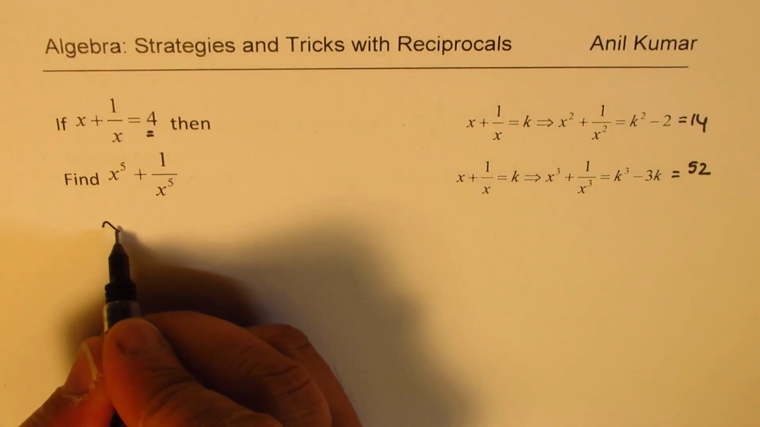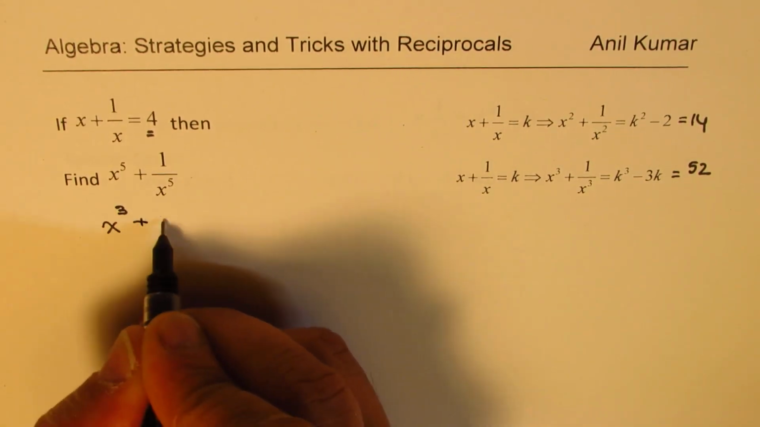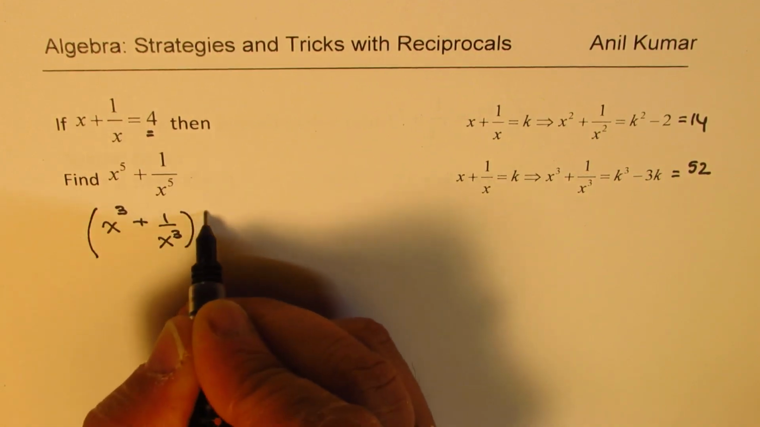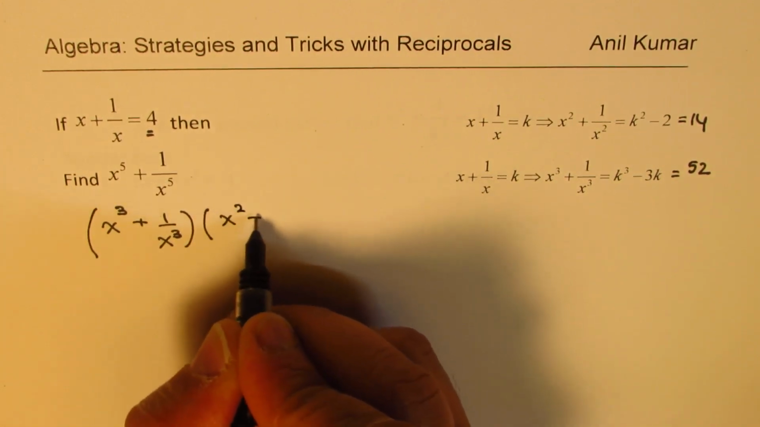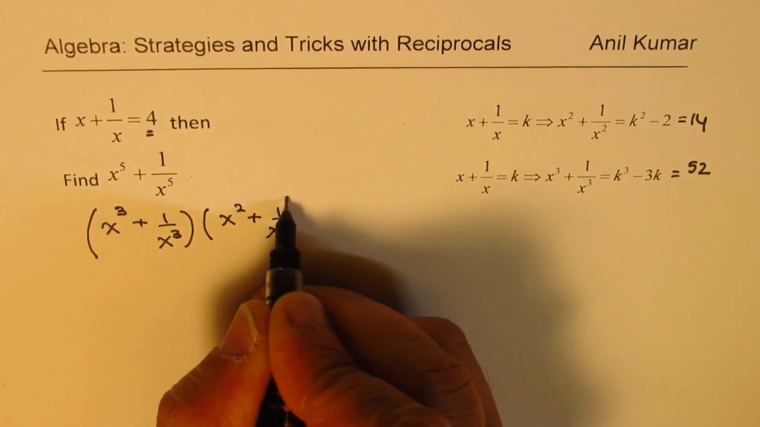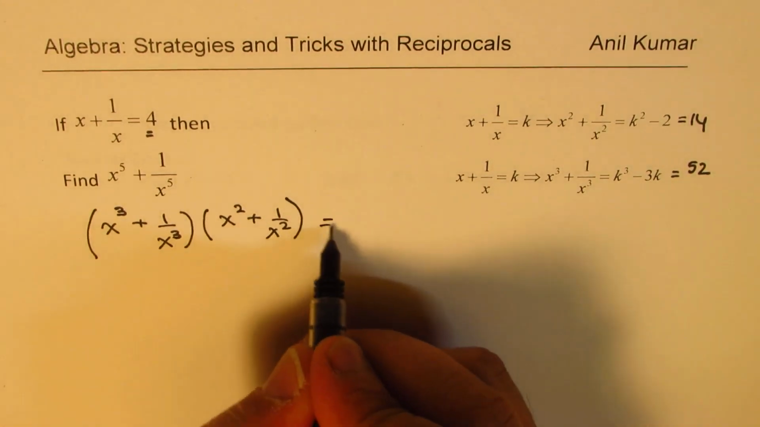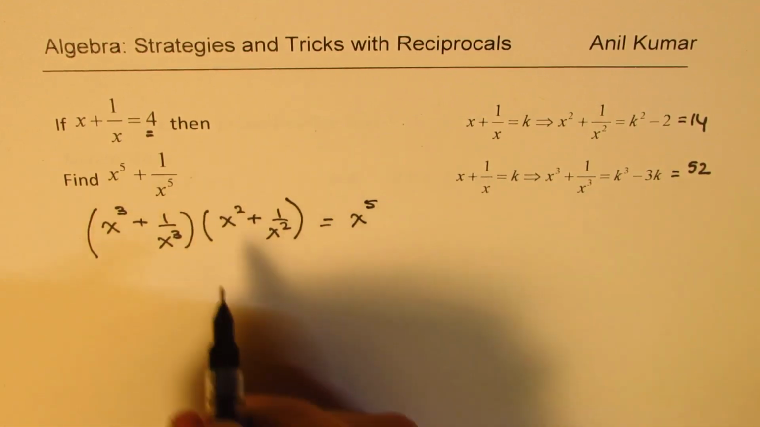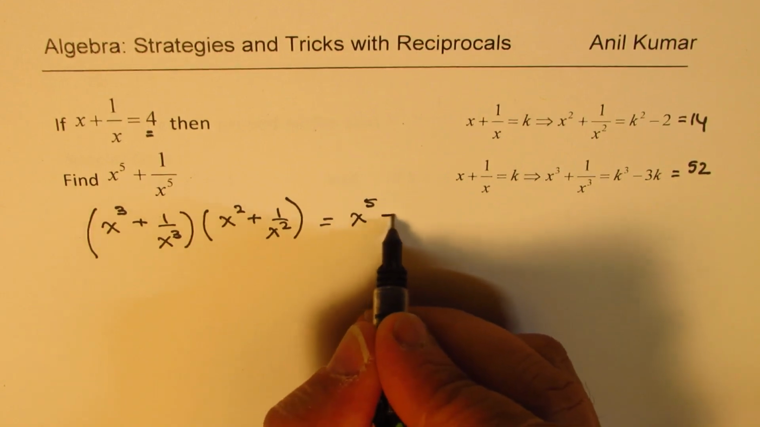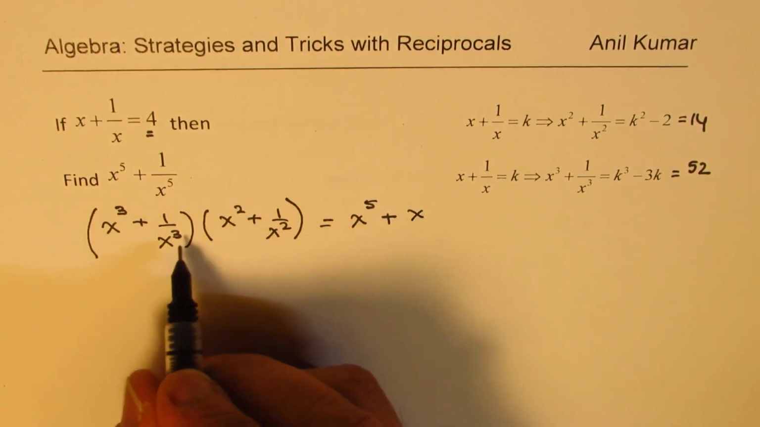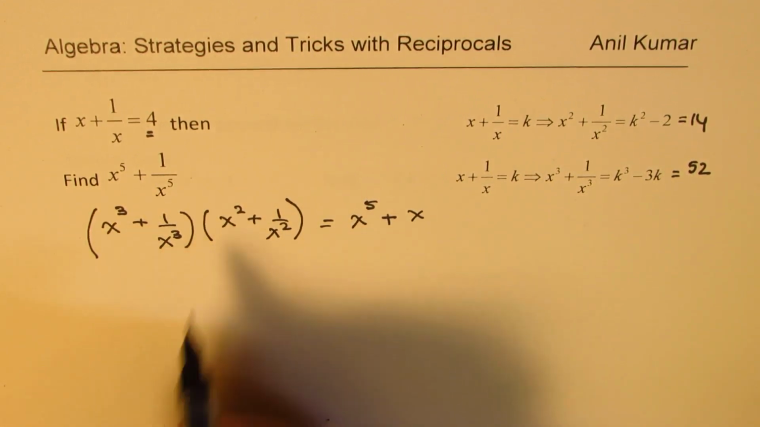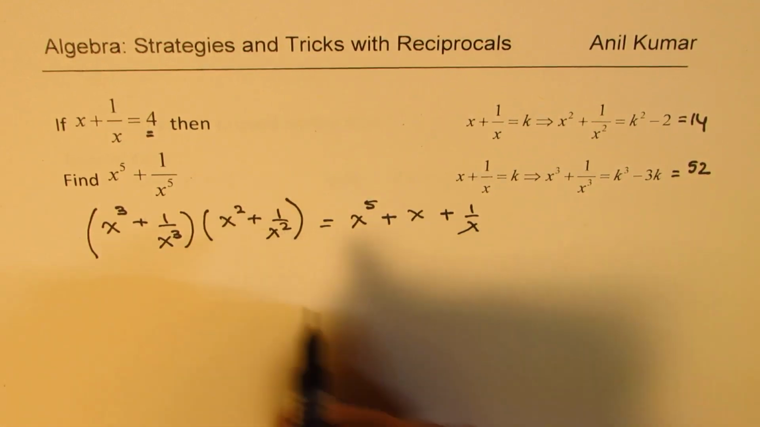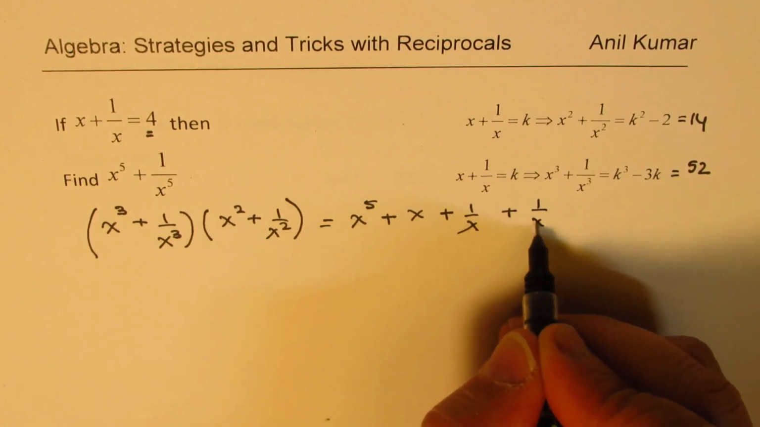Now, well, we can begin with what we have already got, which is x cubed plus 1 over x cubed. We know that. We can multiply this with x squared plus 1 over x squared. Now, when you do this, what do you get? Multiplying x cubed with x squared gives you x to the power of 5, and this with the other thing gives you plus x, right? And now when you do 1 over x cubed times x squared, you get what? You get 1 over x. And when you multiply these two, you get 1 over x to the power of 5.